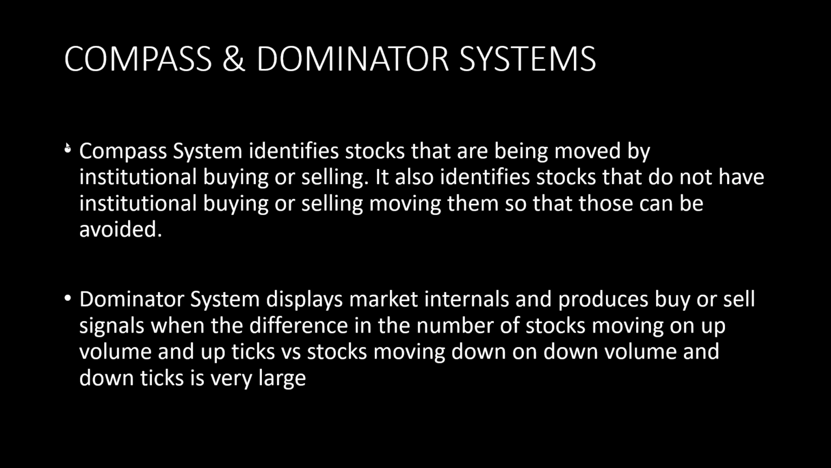And these are two different things. The Compass system is looking at what the institutions are doing with a particular stock. The Dominator system is looking at what the indexes are, across all 5 indexes, which we'll talk about in a minute, what the market internals are for those. So they're different. The market internals can be moving up. You could have a lot of stocks moving up. It doesn't necessarily mean that institutions are in there right then. But when they're both lined up, then they are.